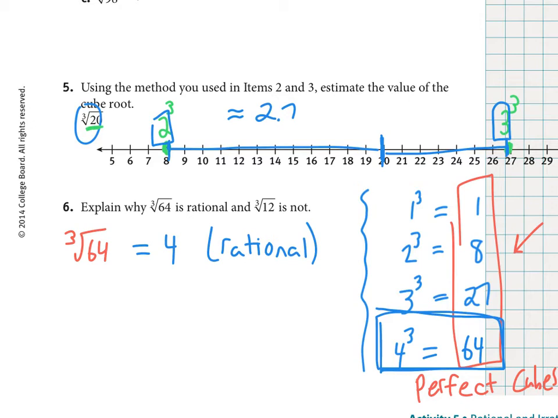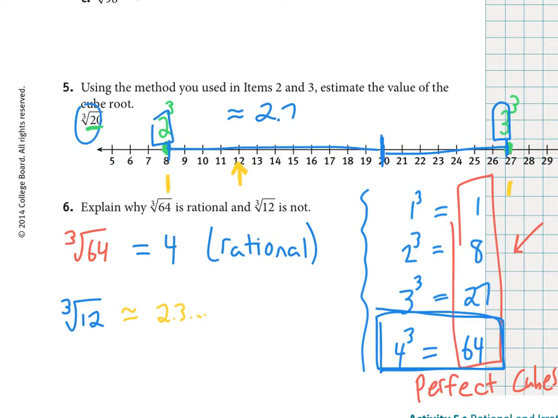That's rational. But the cube root of 12? If we use the previous number line, the 12 is going to be around here somewhere. So the cube root of 12 is between 2 and 3, closer to 2, but it's in between. It's not a perfect cube. It might be approximately 2.3-ish. But that decimal would actually go on forever if we got the real value.